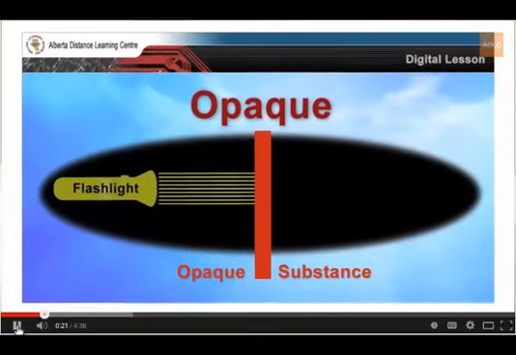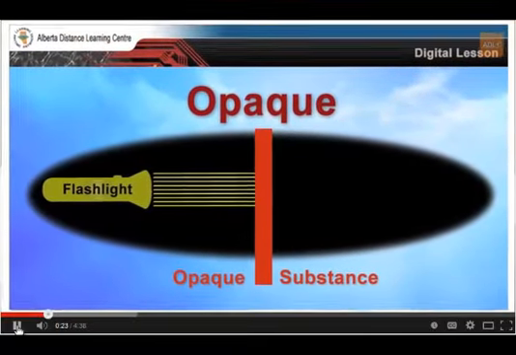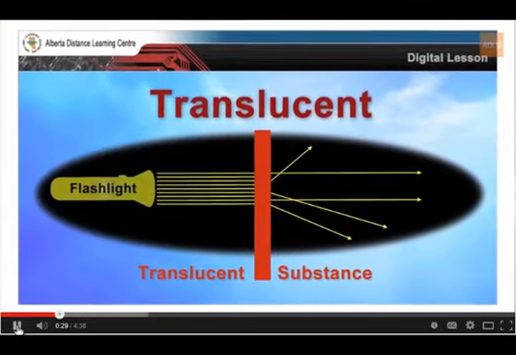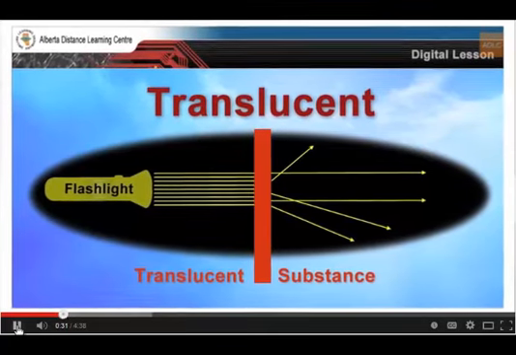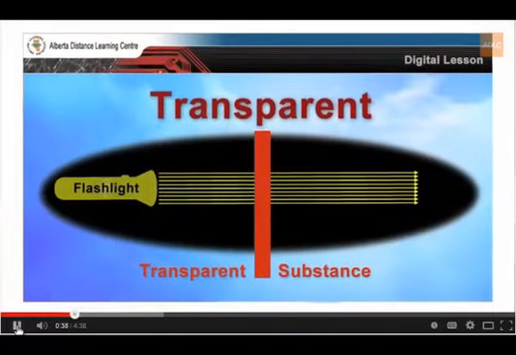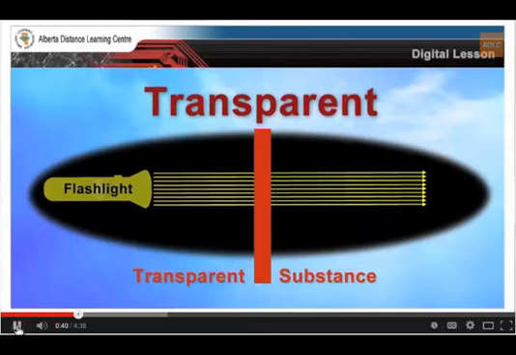Today we're going to experiment with opaque, translucent, and transparent materials. Now, just as a review, an opaque material does not let any light rays through. A translucent material lets some light rays through, and it may scatter them, so it can be hard to see what the object is behind the translucent material. And a transparent material lets all the light through.